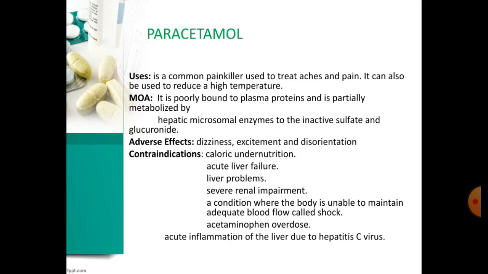So we have here paracetamol. We commonly use paracetamol to reduce our high temperature of fever. Well, paracetamol is also a painkiller that is used to treat aches and pain. Its MOA is that it is poorly bound to plasma proteins and is partially metabolized by hepatic microsomal enzymes to the inactive sulfate and glucuronide.